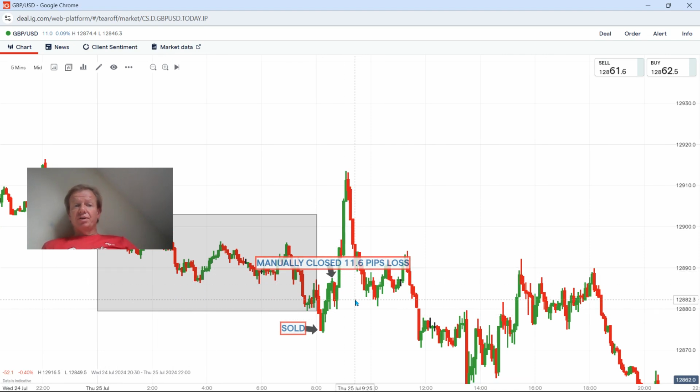So instead of closing it off for 18 pips, I closed it off for 11.6 pips. So I saved myself about £40 there. It would have been a £180 loss, down to £140. And it's just because I could see it was going that way. I was in profit for the week and I wanted to stay in profit.